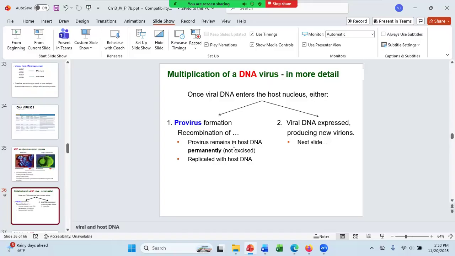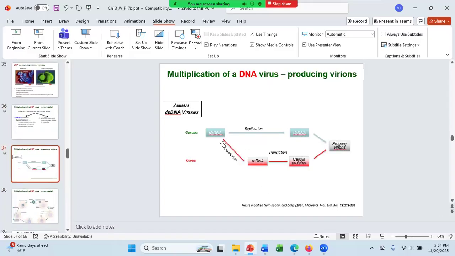And the second thing that can happen is the viral DNA can be expressed, producing new virions. The double strand of the virus will be replicated. I'm only talking about double-stranded DNA. The genome of the virus can be replicated, and it can be transcribed to make viral messenger RNA, to make viral proteins, including the capsid proteins. And the capsid proteins will get together with the replicated viral genome to make new progeny virions.